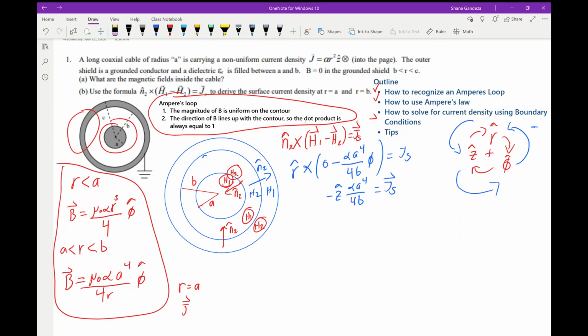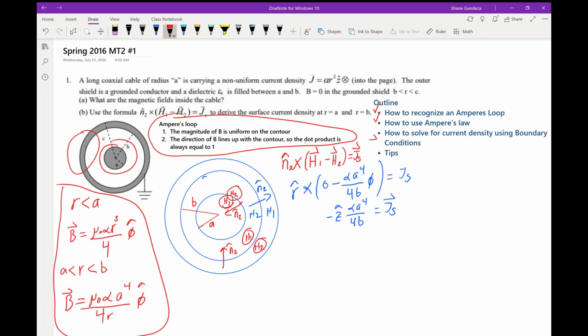Alright. And just to reiterate, after doing this problem, you should now know how to recognize Ampere's loop, how to use Ampere's law, and how to solve for the current density using the boundary conditions.